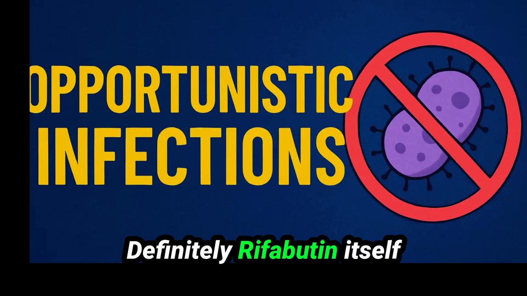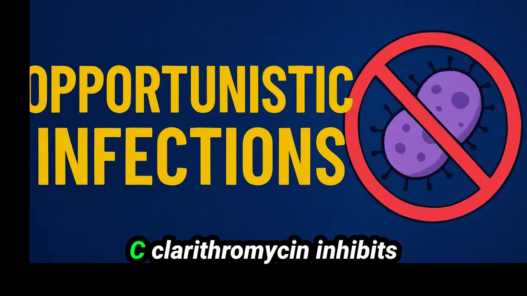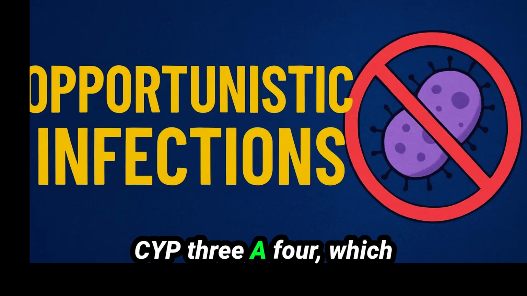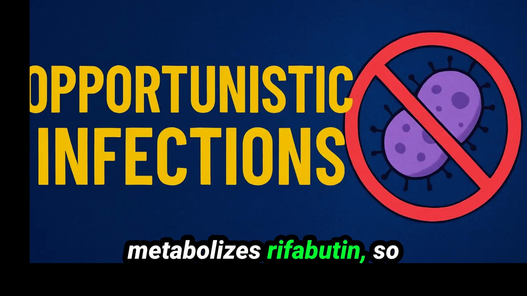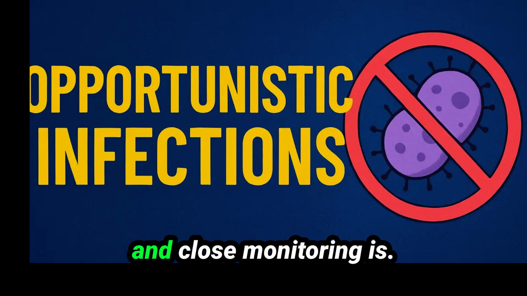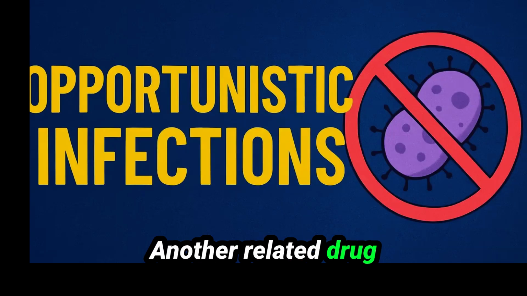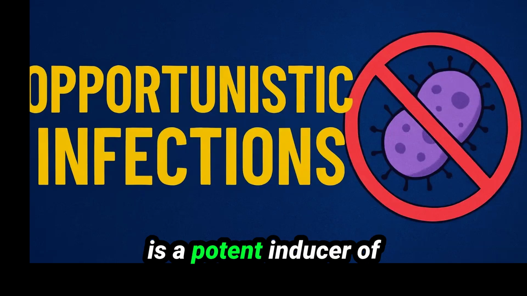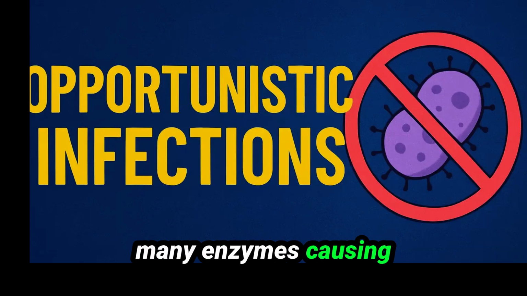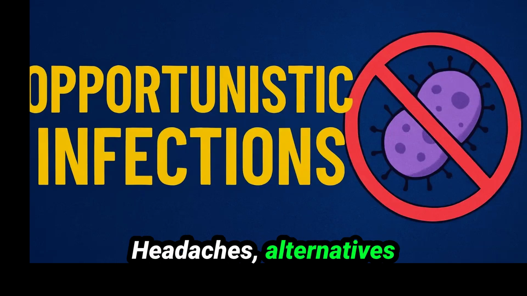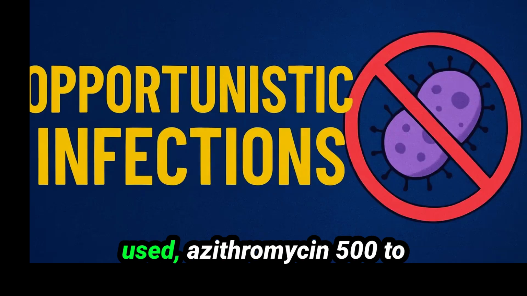Definitely. Rifabutin itself affects CYP enzymes, and clarithromycin inhibits CYP3A4, which metabolizes rifabutin, so doses might need adjusting, and close monitoring is essential. Rifampin, another related drug sometimes used in TB, is a potent inducer of many enzymes, causing even more interaction headaches. Alternatives if clarithromycin can't be used.